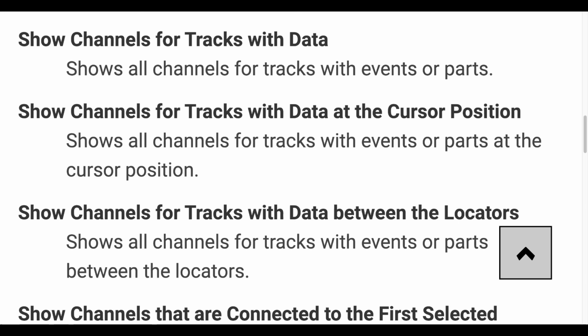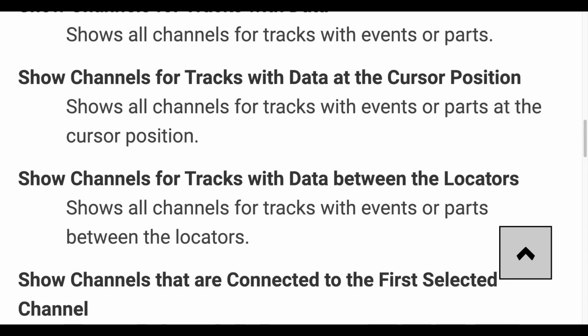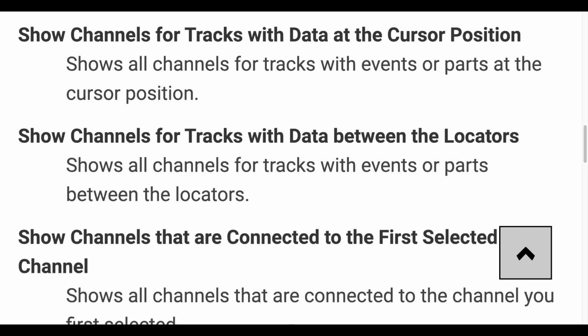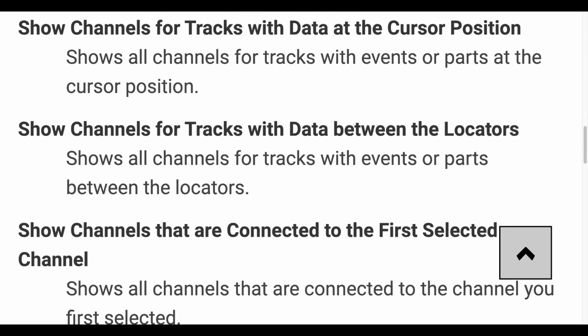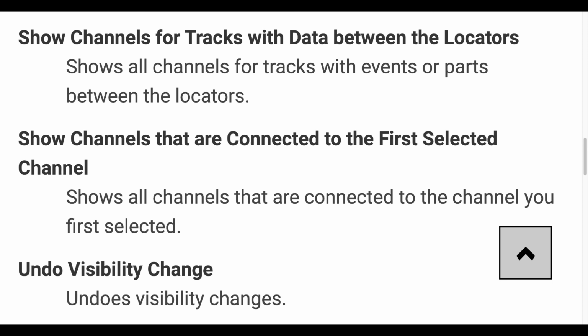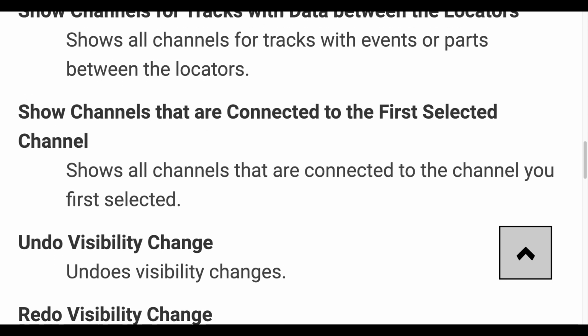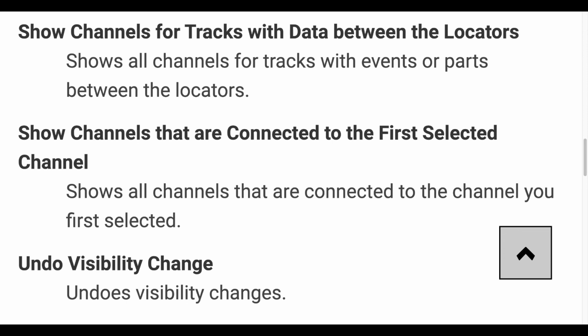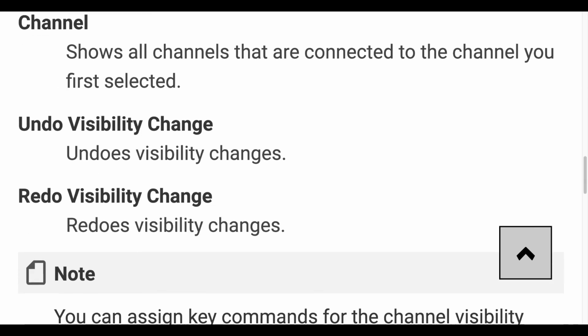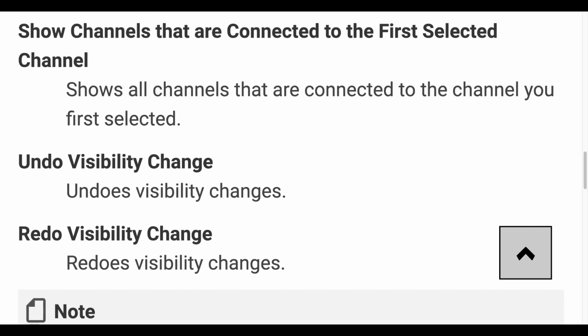Show channels for tracks with data. Shows all channels for tracks with events or parts. Show channels for tracks with data at the cursor position. Shows all channels for tracks with events or parts at the cursor position. Show channels for tracks with data between the locators. Shows all channels for tracks with events or parts between the locators. Show channels that are connected to the first selected channel. Shows all channels that are connected to the channel you first selected.